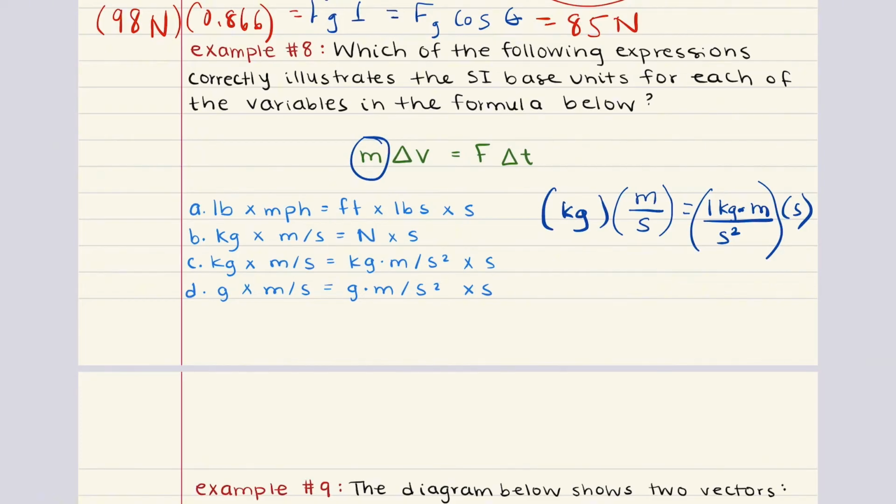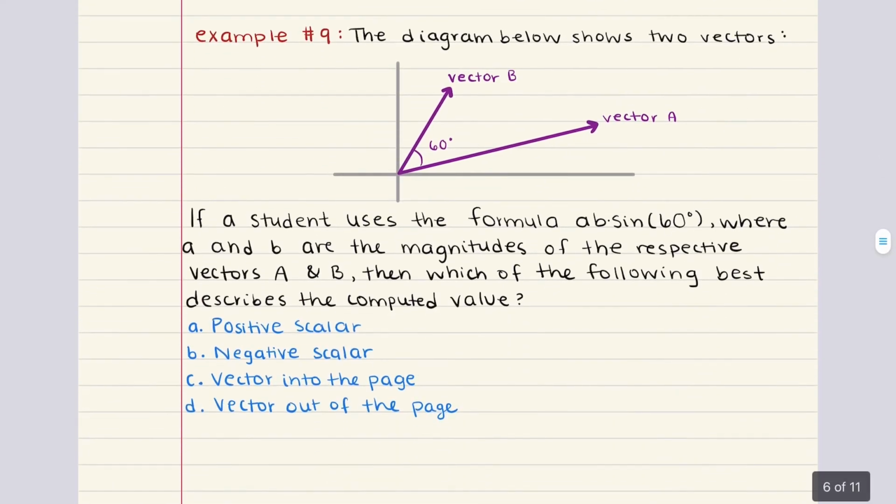So looking at our answer choices, the one that best aligns with what we wrote is going to be answer choice C. Notice kilograms for mass, meters per second for change in velocity, kilograms multiplied by meters over second squared for force, and then second for time. So again, the correct answer for 8 is answer choice C. And with that, we'll move into problem 9.